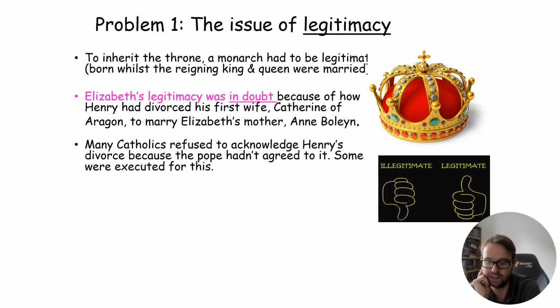So that's going to be a bone of contention, and you can use that in your answers. You can link that and say, look, I know this is the biggest problem, because Elizabeth faces 4 plots because of this legitimacy issue. If the legitimacy wasn't an issue, then maybe these plots wouldn't have happened.